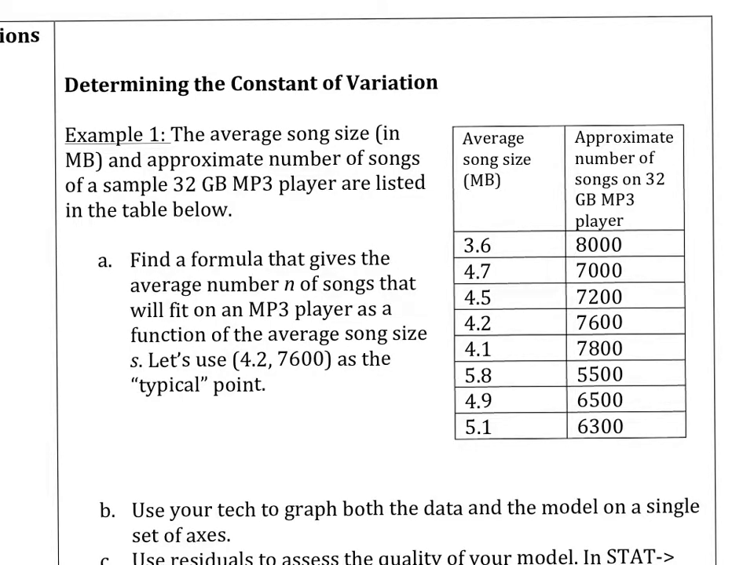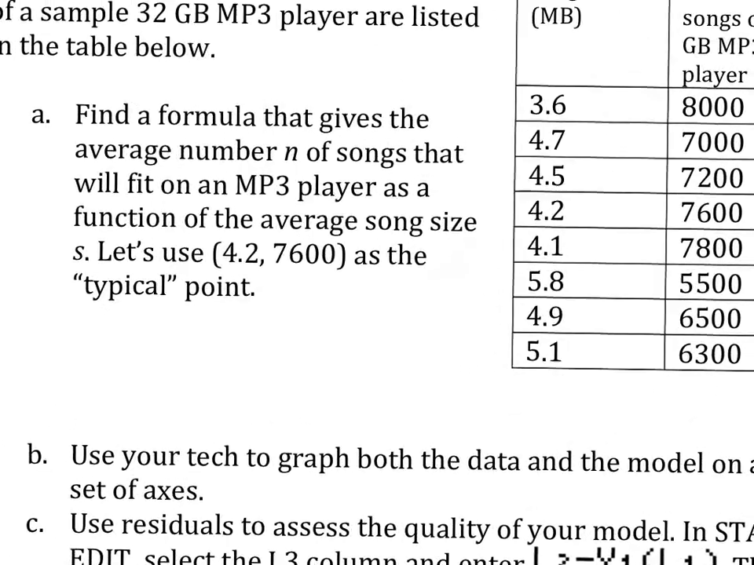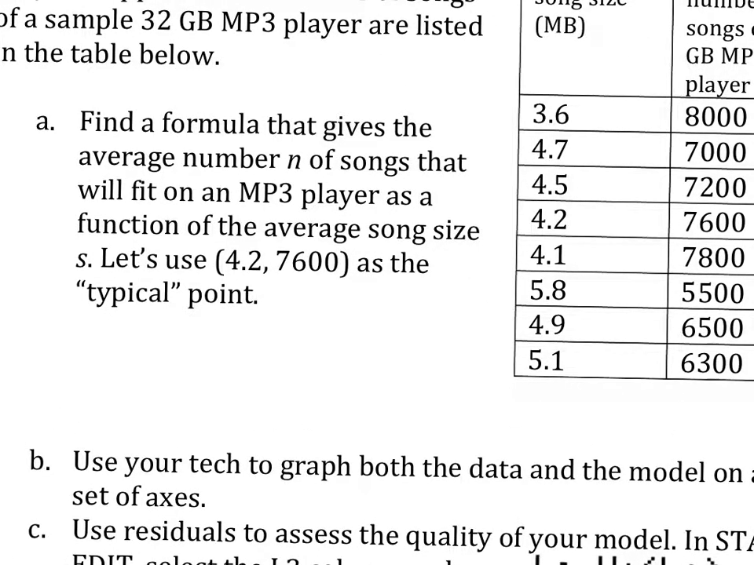So, given that we have the average song size, we're going to plug all of this into L1 and L2 in just a moment. But we're going to find a formula that gives the average number of songs n that will fit on an MP3 player as a function of the average song size. So, S, we're going to use this as something called a typical point. This is just a typical point.